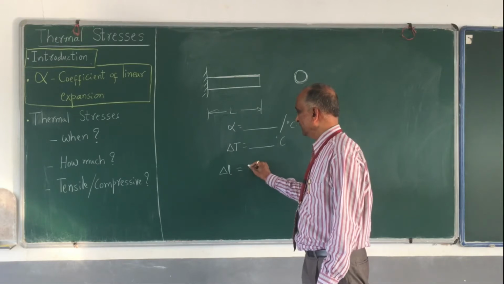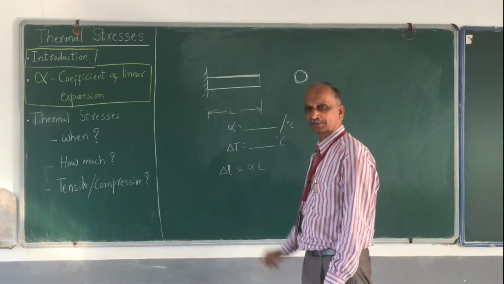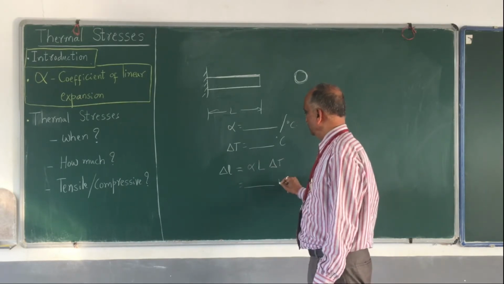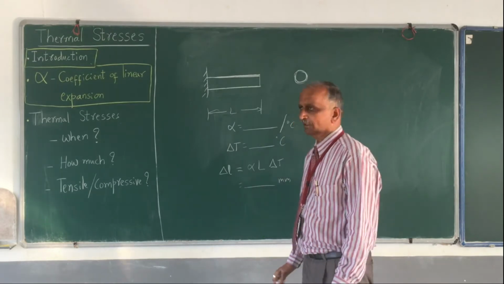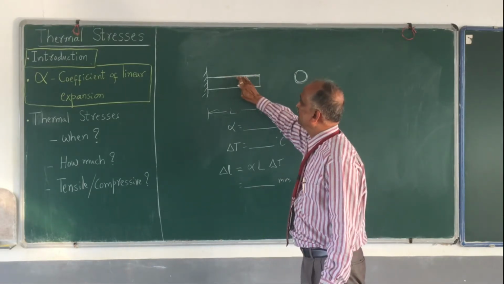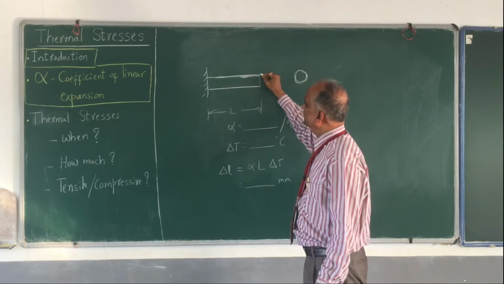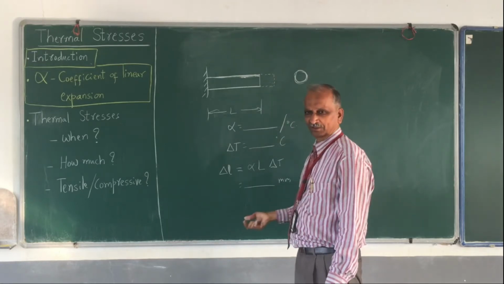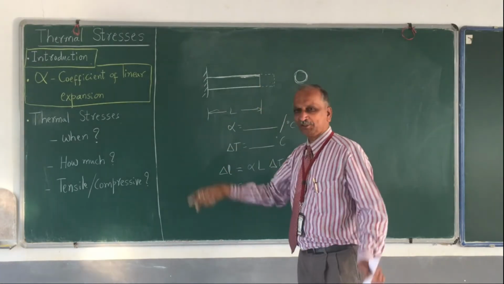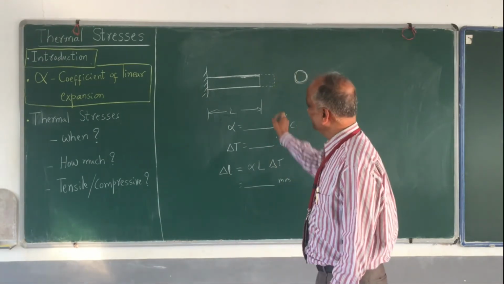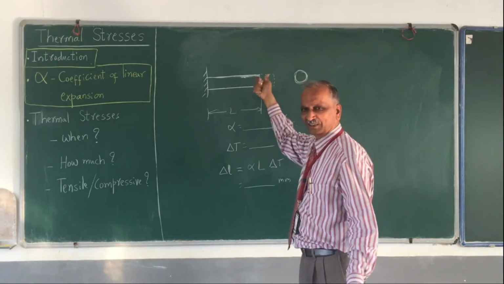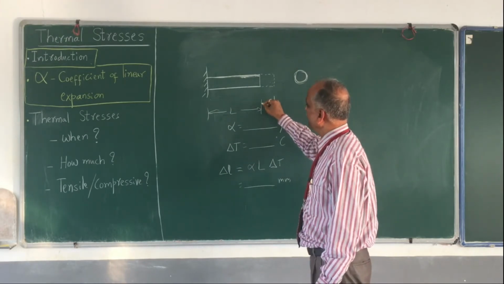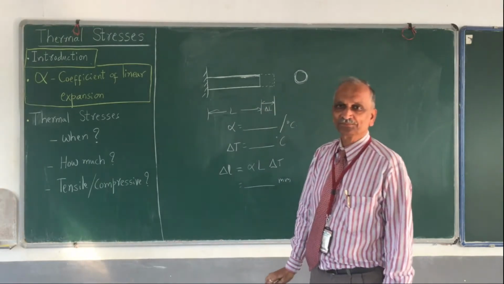This is equal to alpha into L, where L is nothing but the initial length, and delta T is the change in temperature. So this is equal to so many millimeters. As it appears, its length is no more L, it is going to increase. Please remember, delta L is very small, in the form of a fraction of a millimeter. But if I show that with this scale, I won't be able to show delta L, and that is why, to make things clear, I have shown as if delta L is quite large.